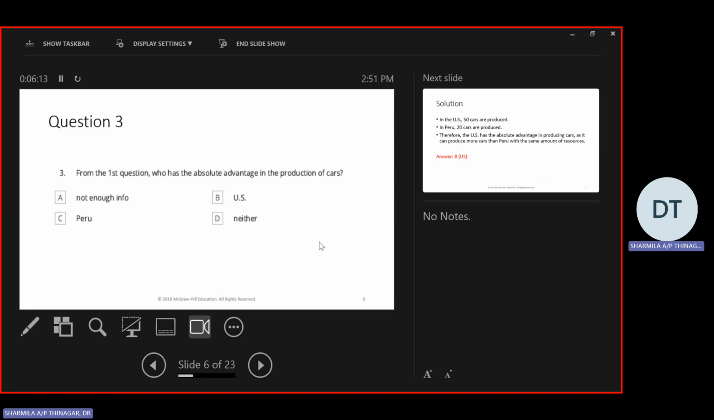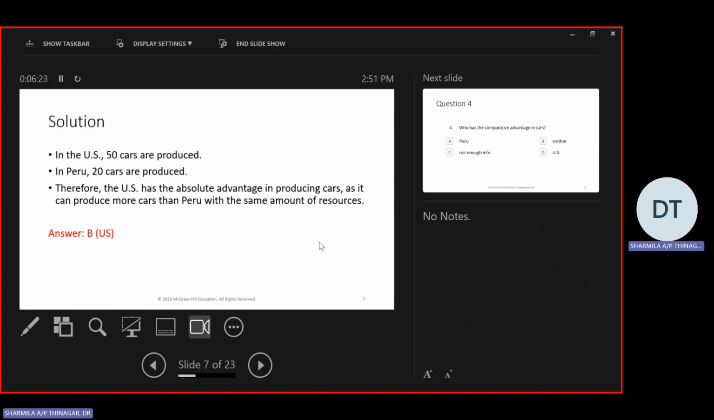How about B? Okay. C and D? Okay, right answer, B. Because US they can produce 50 and Peru they can produce 20. So you compare the same amount of resources because we don't have the information about resources, right? So we assume it's going to be the same. So obviously US is higher than Peru over here.